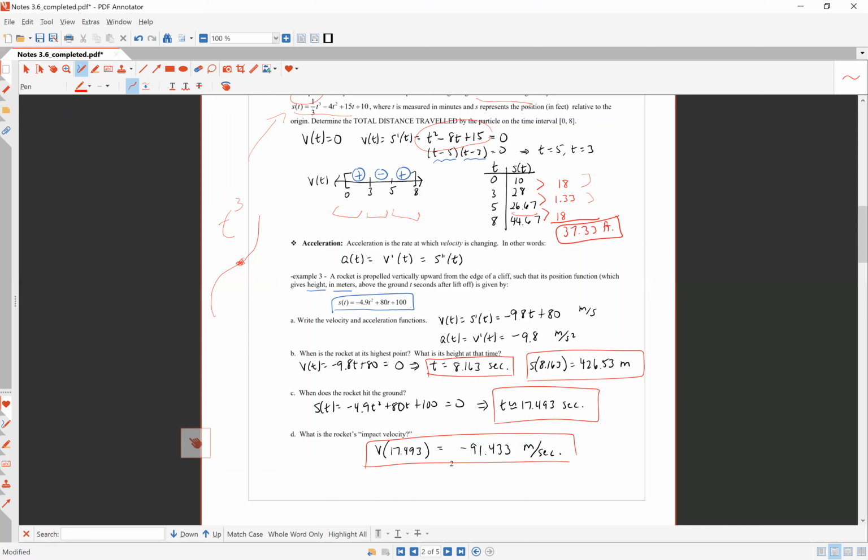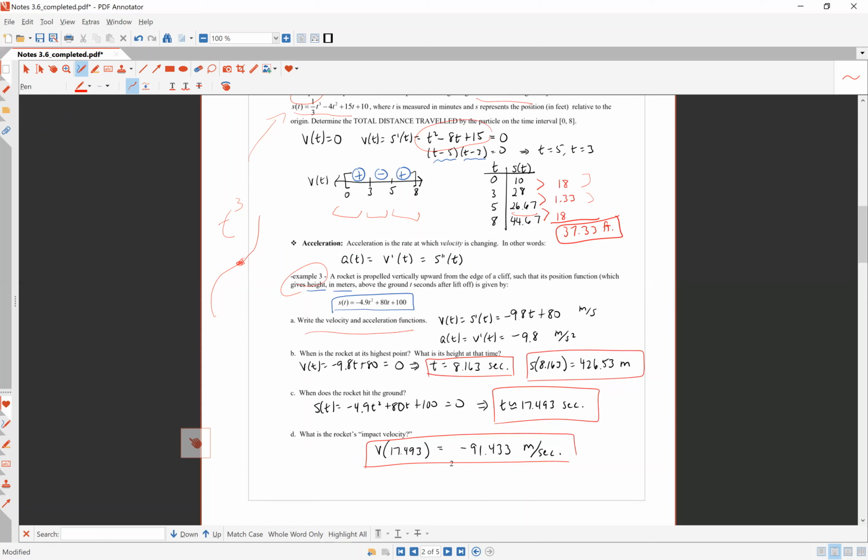So here's another velocity example. I'm looking at this example 3. There's another distance function, and let's say we have a rocket. We're launching some rocket off the edge of a cliff. Let's say it's about 100 feet above the ground, and the distance function is given by negative 4.9 t squared plus 80 t plus 100, where t is in seconds and the height is in meters. Okay, so it says write the velocity and acceleration function.